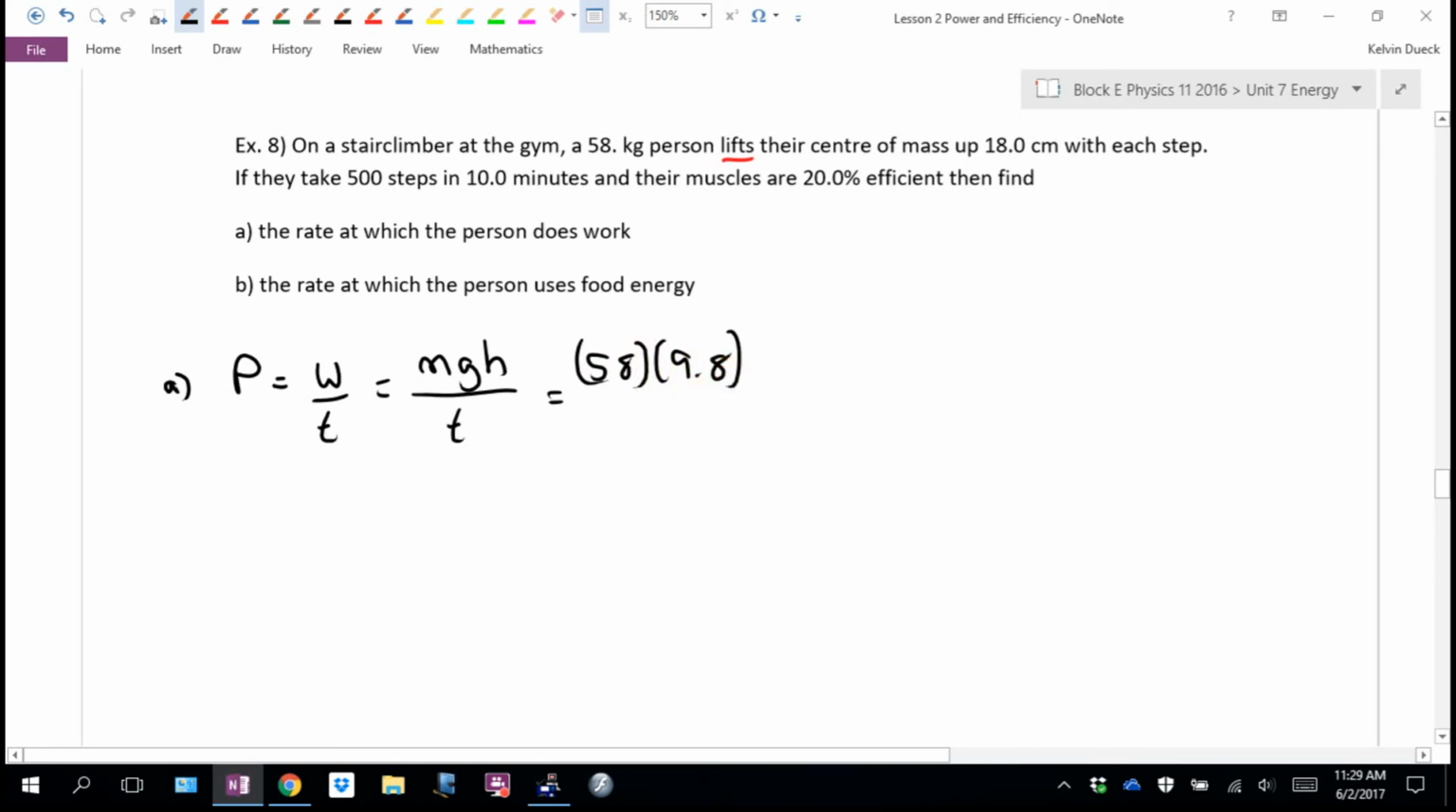Now, the height, we're going to have to be clever. How high is one stair in meters, please? 0.18. Okay, cross out the 18 and make it 0.18 meters. So one stair is 0.18 meters. But how many stairs is this person climbing? The total height is 0.18 times 500. Even though I'm staying in one place, that's what I'm doing against gravity. Divided by time.